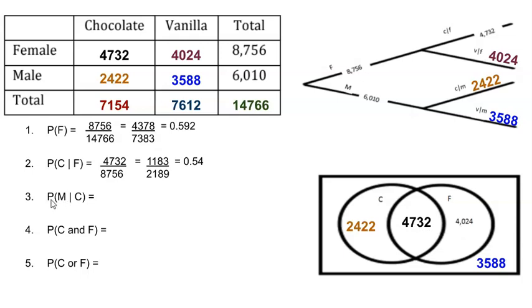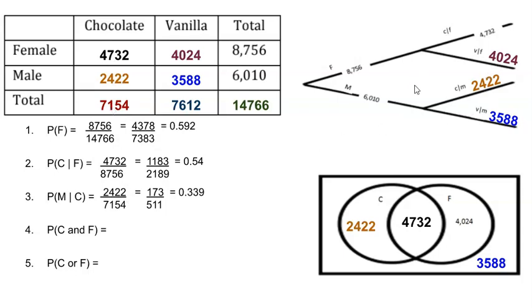All right, for number 3, the probability of choosing a male given that they chose chocolate. So that would be 2,422 over 7,154. So we're only looking at those who chose chocolate. Now that's very straightforward right here from the table.